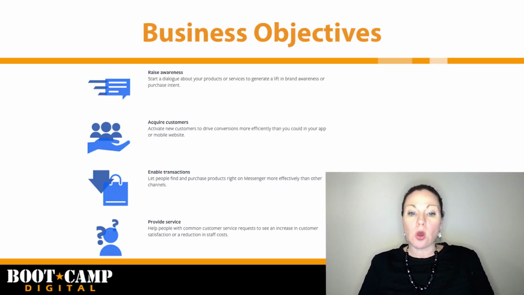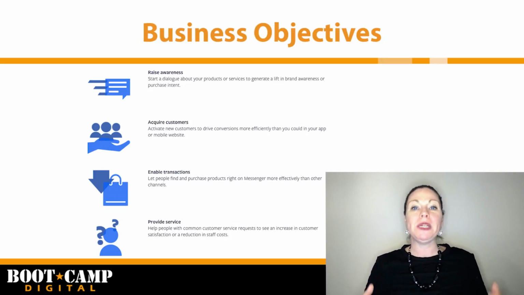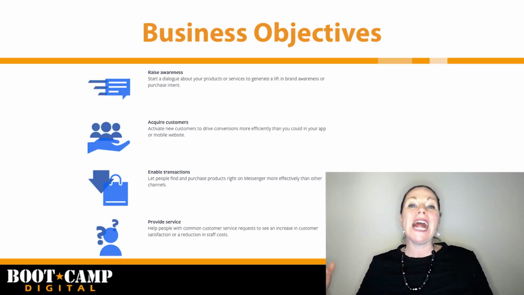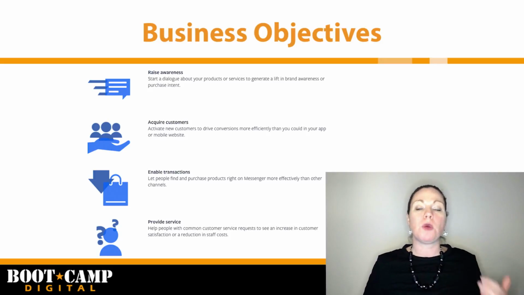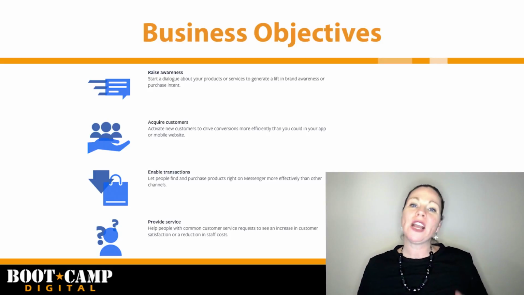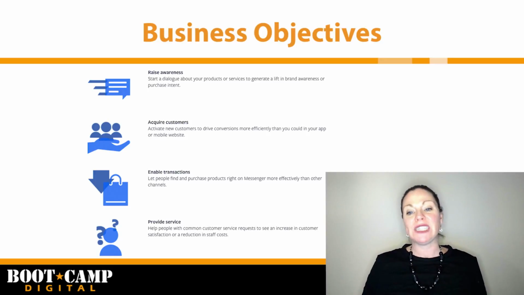The next business goal is to enable transactions. Oftentimes, transactions on chatbots and Messenger can be done more efficiently and effectively because they're more guided and directed than maybe even on your website. So you can let people purchase products directly in Messenger. They can get notifications, book appointments, find out where their luggage is, view their pizza getting delivered on a map. All these types of transactions can happen directly within Messenger.